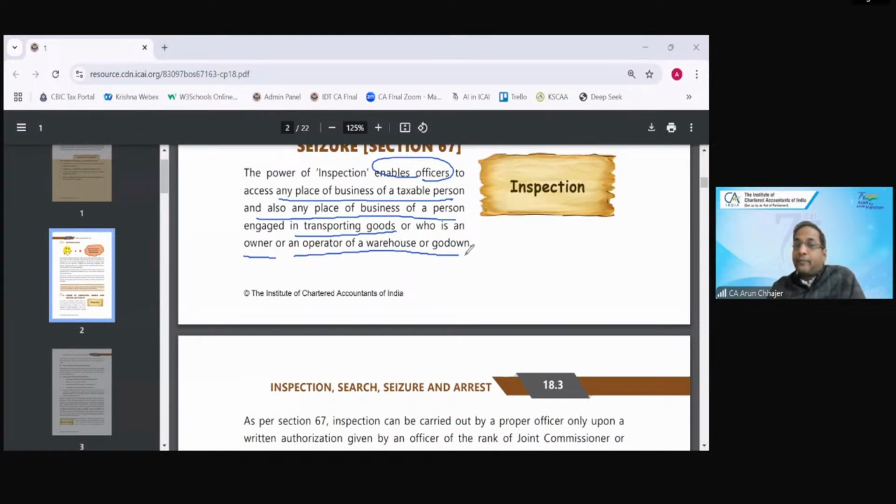The point to be noted: can inspection be done only of a taxable person? Not necessary. Section 67 gives the power to do inspection of unregistered persons also, like the place of business of a transporter, or of an owner or operator of the warehouse or godown. Even though they are not taxable persons, not registered persons, their inspection can be done.